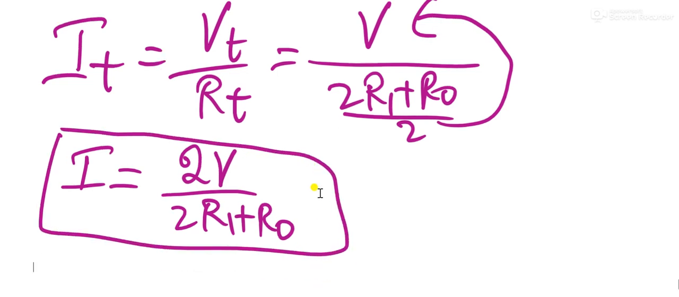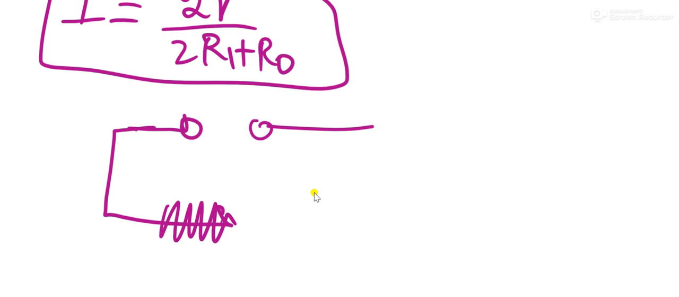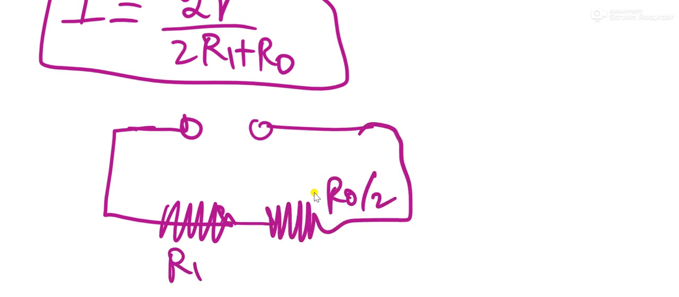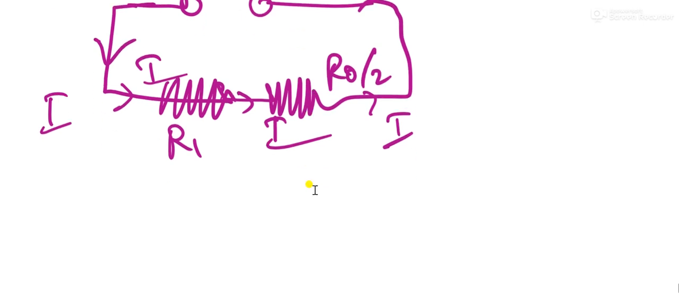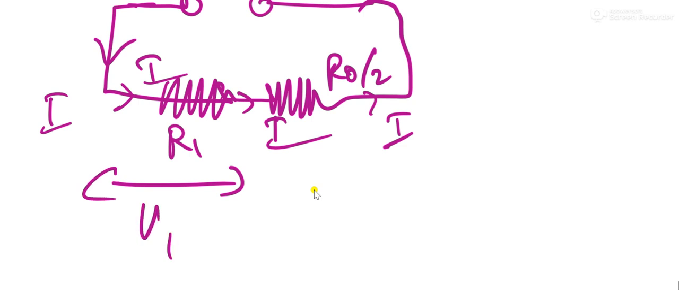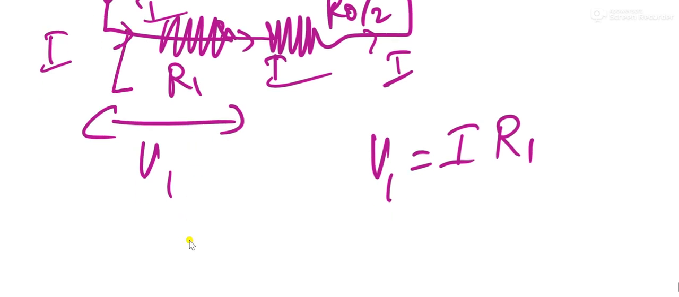Now I am drawing the modified circuit. See here, this is the voltage we applied, the modified circuit. This is going to be R1, and these are R naught by 2, R naught by 2. Current I is flowing through the circuit. If you want the total voltage across here, V1 voltage, V1 is equal to I times R1. So the voltage across this parallel combination is constant.